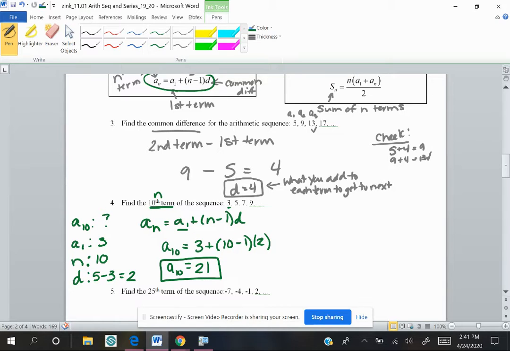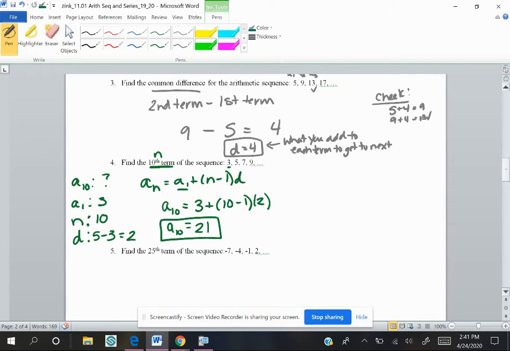Now let's say you didn't know how to use the formula. Could you just keep adding 2 until you get to the 10th term? Sure, that would also work. The reason we want the formula, though, is because what if I ask you for the 751st term? You probably don't want to write out 751 terms. So instead, we try to figure out a formula that would work to find that term instead of wasting time going through every single one. But it would still give you the same answer.